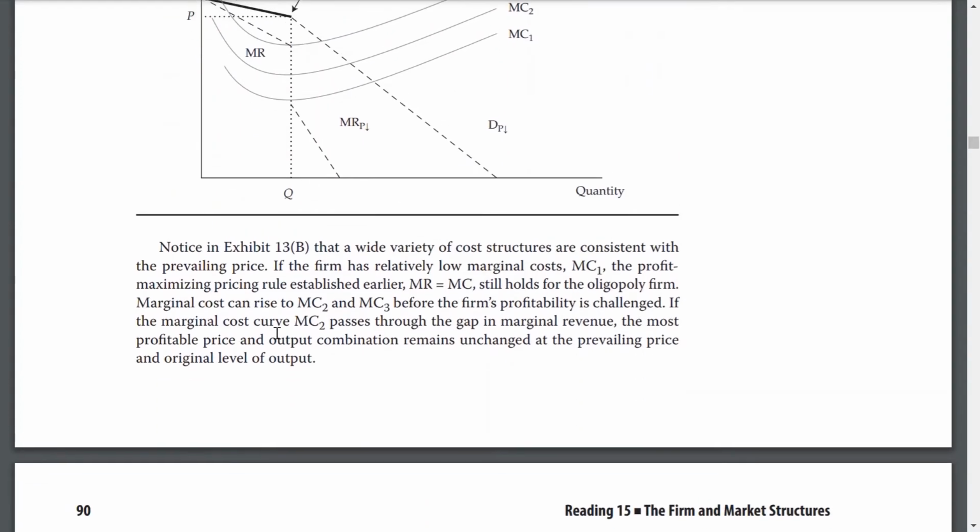Notice in Exhibit 13B that a wide variety of cost structures are consistent with the prevailing price. If a firm has relatively low marginal cost, MC1, the profit maximizing pricing rule established earlier, MC equals MR, still holds for the oligopolistic firm. Marginal cost can rise from MC2 to MC3 before the firm's profitability is challenged. If the marginal cost curve MC2 passes through the gap in the marginal revenue, the most profitable price and output combination remains unchanged at the prevailing price and the original level of output.